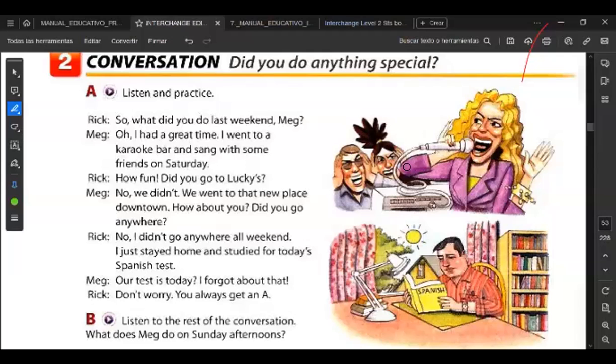No questions. Now, listen one more time to the conversation, the pronunciation. Yes, the conversation, right? Did you do anything special? So what did you do last weekend, Meg? Oh, I had a great time. I went to a karaoke bar and sang with some friends on Saturday.